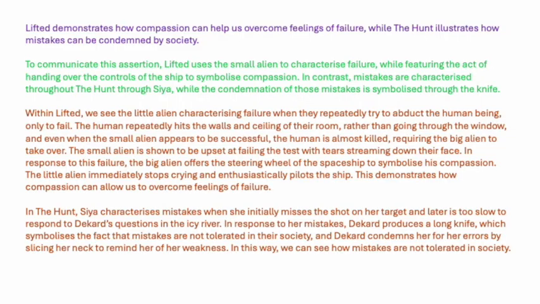Within Lifted, we see the little alien characterizing failure when they repeatedly try to abduct the human being only to fail. The human repeatedly hits the walls and ceiling of their roof rather than going through the window, and even when the small alien appears to be successful, the human is almost killed, requiring the big alien to take over. The small alien is shown to be upset at failing the test with tears streaming down their face. So in this section, I've really addressed that first dot point, which was that the little alien shows failure. In this case, I've demonstrated what they did that made them fail and how we've shown that they were upset about failing by describing the tears streaming down their face.